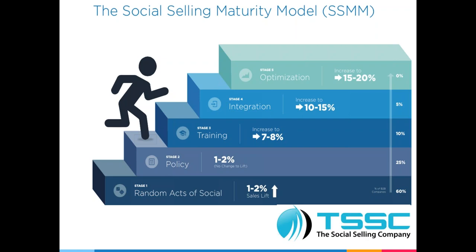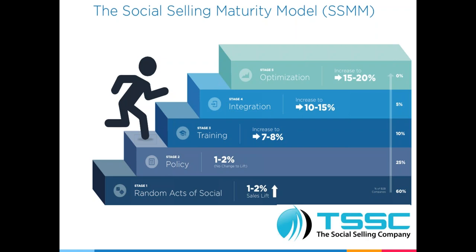Stage one is random acts of social. This is where everyone knows social is important, but people are really just doing their own thing. People in marketing are doing their own activities, sales are doing their other thing. It's not really joined up. There's no real clear strategy. Nothing's being measured and it's all very messy. And 60% of organizations are actually at this stage.